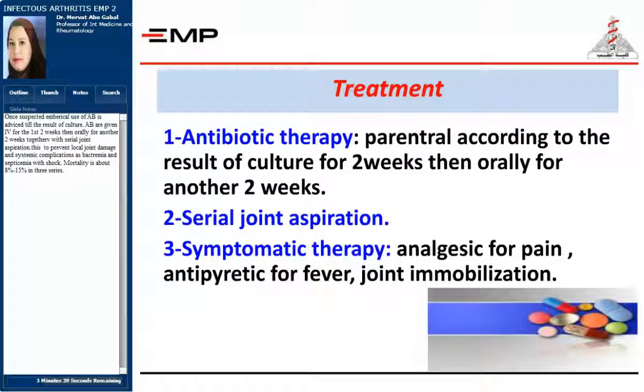Once suspected, empirical use of antibiotics is advised until the result of culture. Antibiotics are given intravenously for the first 2 weeks, then orally for another 2 weeks. Together with serial joint aspiration, this is to prevent local joint damage and systemic complications like bacteremia and septicemia with shock. Mortality due to septic arthritis is about 8 to 15% in some series.